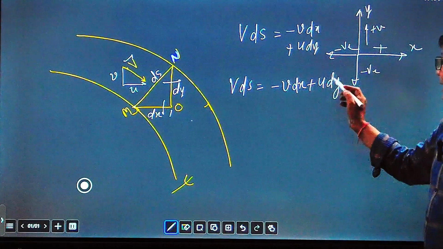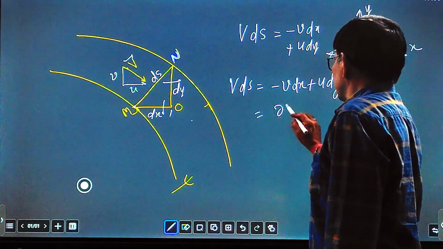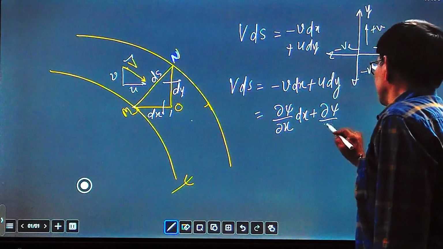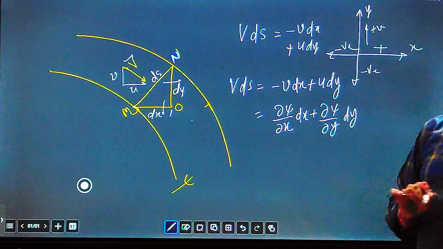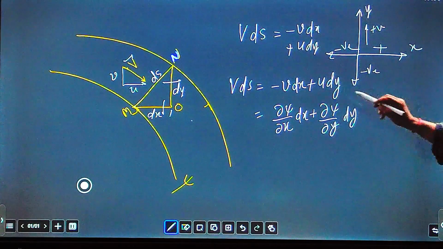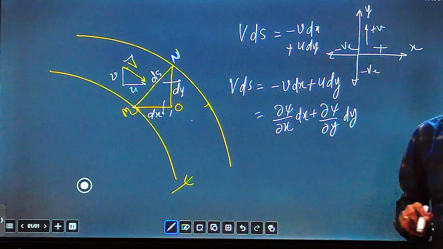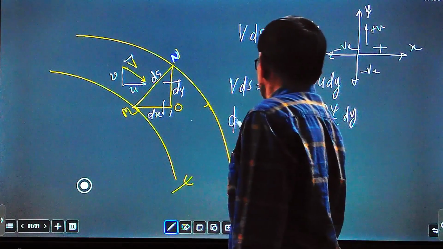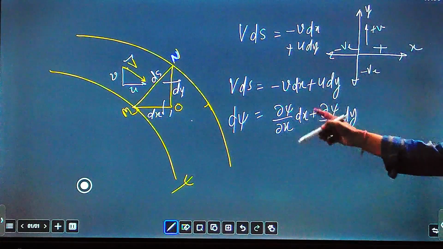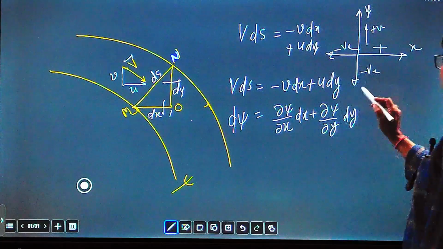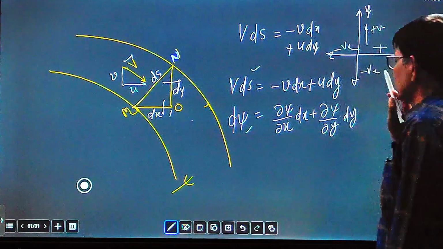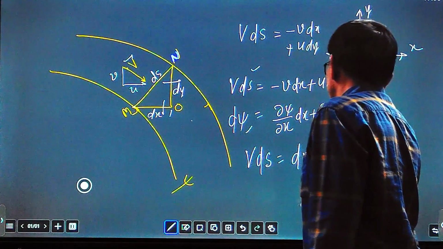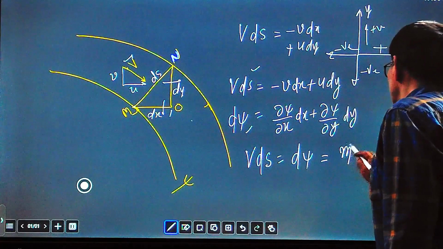Putting the values of v and u in terms of psi, that is equal to del psi over del x dx plus del psi over del y dy. So this is equal to d psi. Already we have defined d psi equal to del psi over del x dx plus del psi over del y dy. So equating, V ds equals d psi, which is in meter square per second.